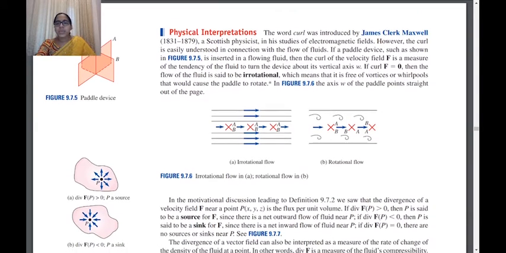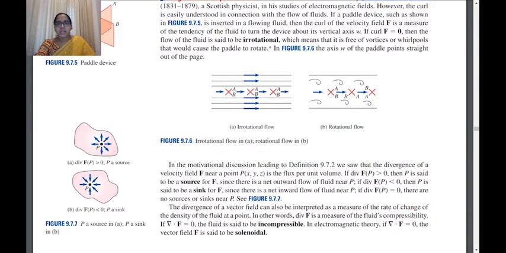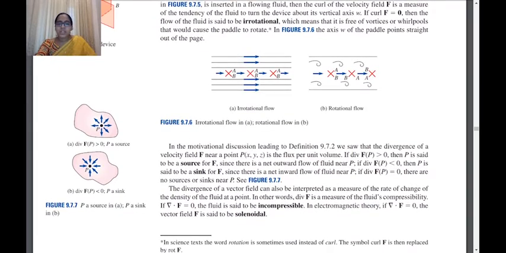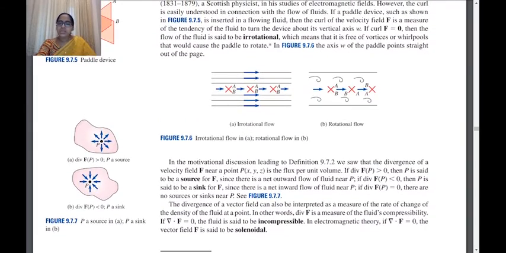In a similar manner, we had discussed the concept of divergence. In divergence also, we had considered it to be the fluid flow per unit volume out through a surface. So here we can consider that the divergence of a velocity field F near any point P is the flux per unit volume. We had discussed this term in the previous section.